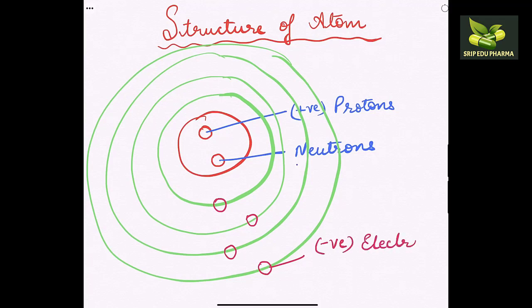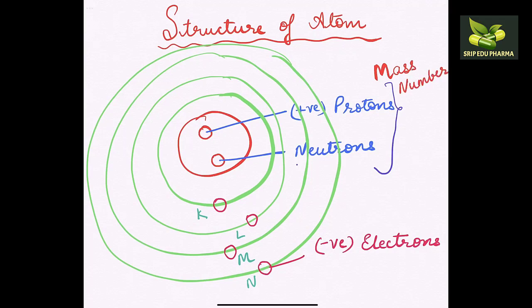And you can see here circles around the nucleus. These are the orbits or shells which are present outside the nucleus. The energy levels in these shells are different, from lower to higher. And in these shells, there are negatively charged particles called electrons. In a neutral element, the number of protons and electrons is the same.